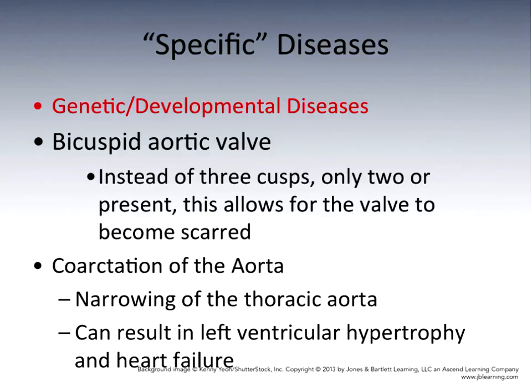Here are a couple of examples that mostly happen in the first 8 weeks. So, bicuspid aortic valve. So this is the valve, aortic. The aortic valve is the valve that actually separates the left ventricle and aorta. It should be tricuspid.